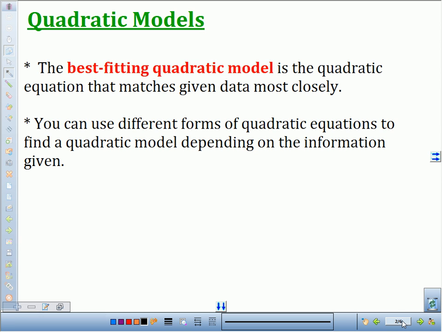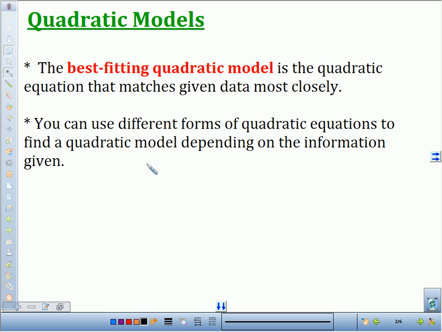Typically, if you were going to do this, we would take data points gathered from an experiment and use the calculator to find a regression equation that matches the data. What we're mostly going to concern ourselves with here is taking information either from a graph that we are given or that was just given to us and using that information to write a quadratic equation that models that information. You can use different forms of quadratic equations to find a quadratic model, and it depends on what information you're given.